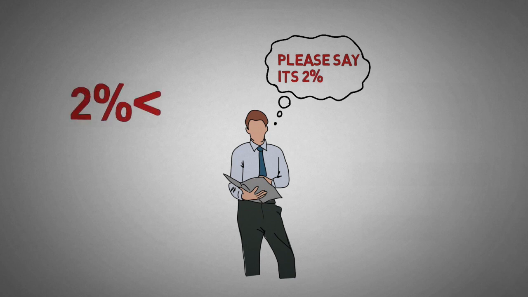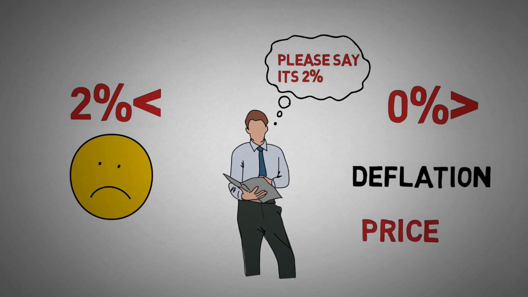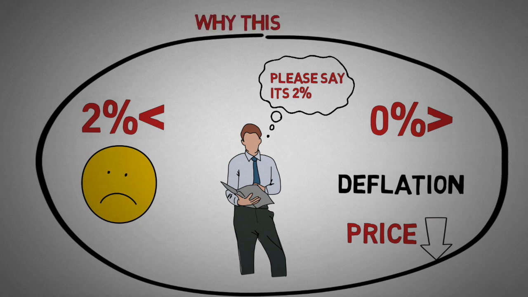This is because more than a 2% increase in the prices is in most situations considered as being bad for the economy. Similarly, no inflation at all can be dangerous, because that can lead to deflation. Deflation is where the prices of goods and services decrease. In an upcoming video, we will look at why too much inflation and deflation is bad.